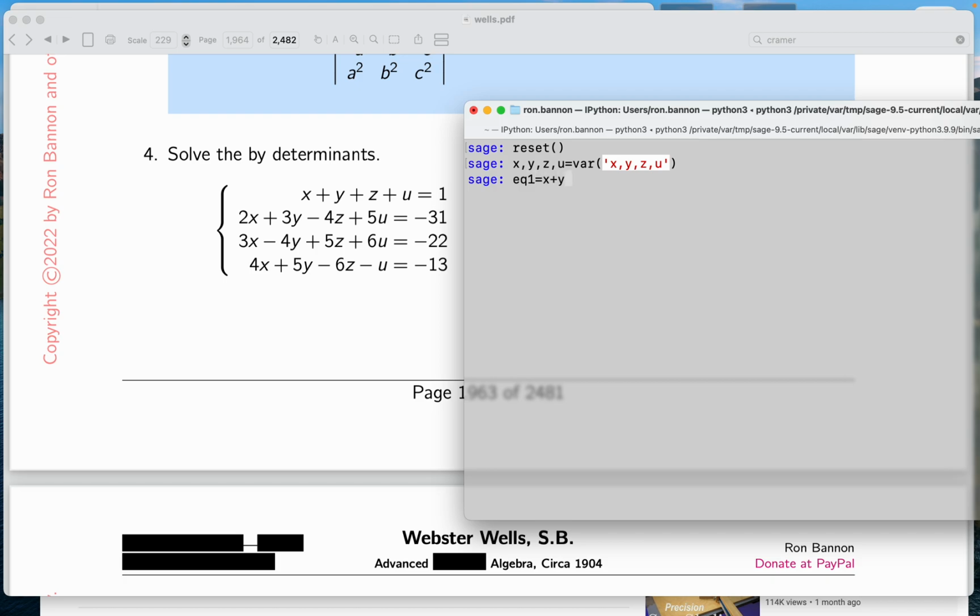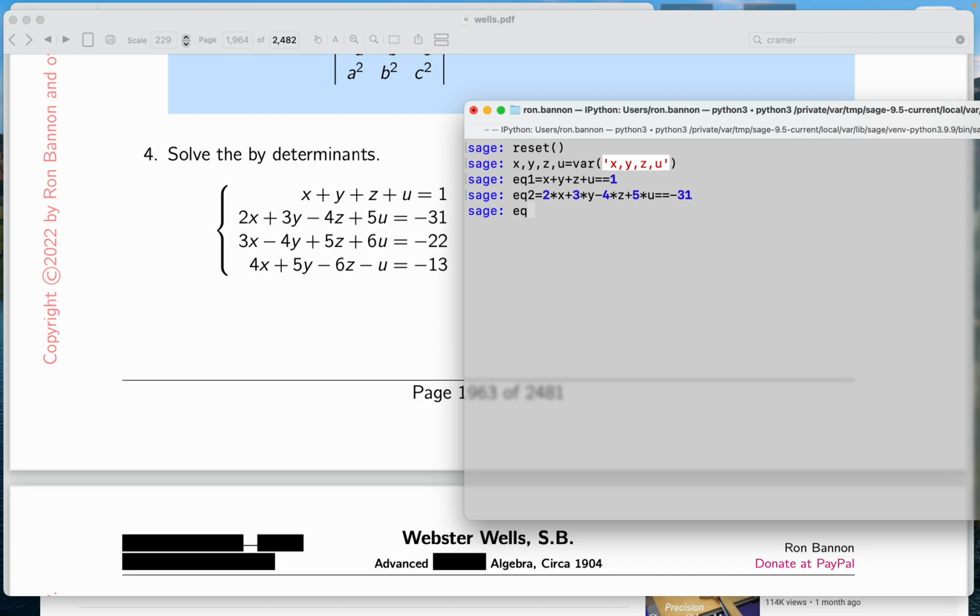X plus Y plus Z plus U, double equal sign indicates equation, it's equal to 1. Equation 2, EQ2. I'm going to assign that 2 star X plus 3 star Y minus 4 star Z plus 5 star U, double equal signs in an equation, minus 31. The equal sign's an assignment operator, by the way.